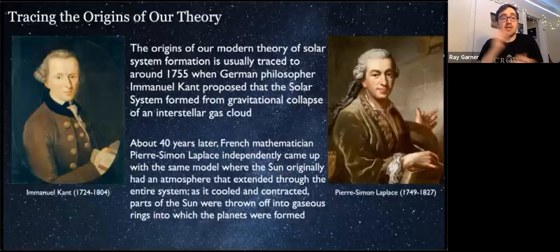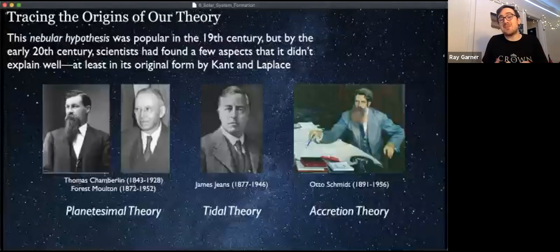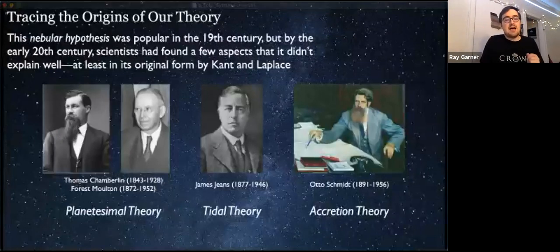His was a little more complicated, as mathematicians are wont to make things. He said that the sun originally had an atmosphere that extended throughout the entire solar system, all the way to the orbits of Neptune. And as the sun cooled, it contracted and it collapsed, and parts of that sun were thrown off into gaseous rings, and the planets formed out of those rings. Now, that was a great idea for the 19th century. But slowly, as we learn more about the solar system, there were things that couldn't be explained by Laplace's idea. And so a bunch of people came up with other ideas.